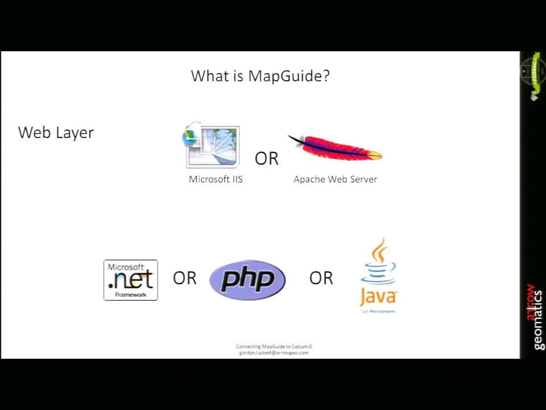Then you need a web layer. So are you going to use Microsoft IIS if you're in a Windows environment, or are you going to use Apache? Those are your two choices. You're going to use IIS or Apache. Again, that's part of when you're installing, you're going to have to make that decision. And then what are you going to develop with?